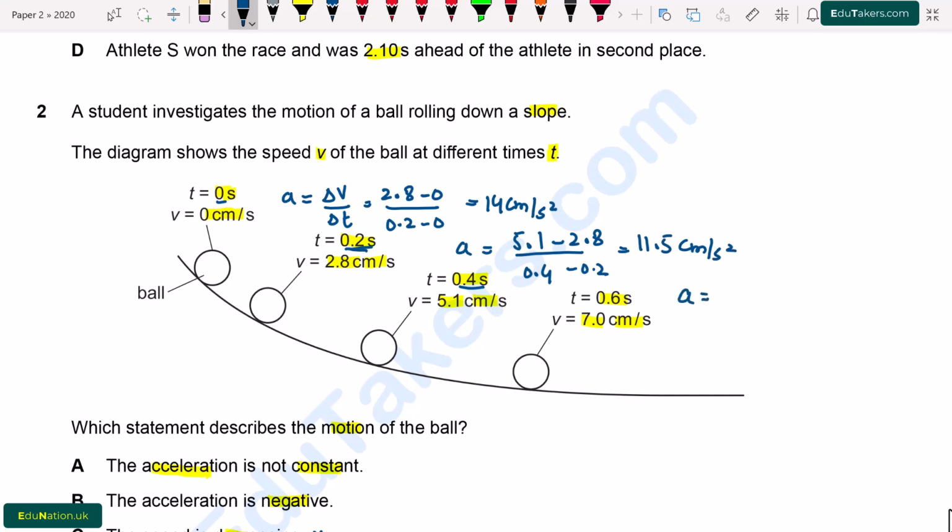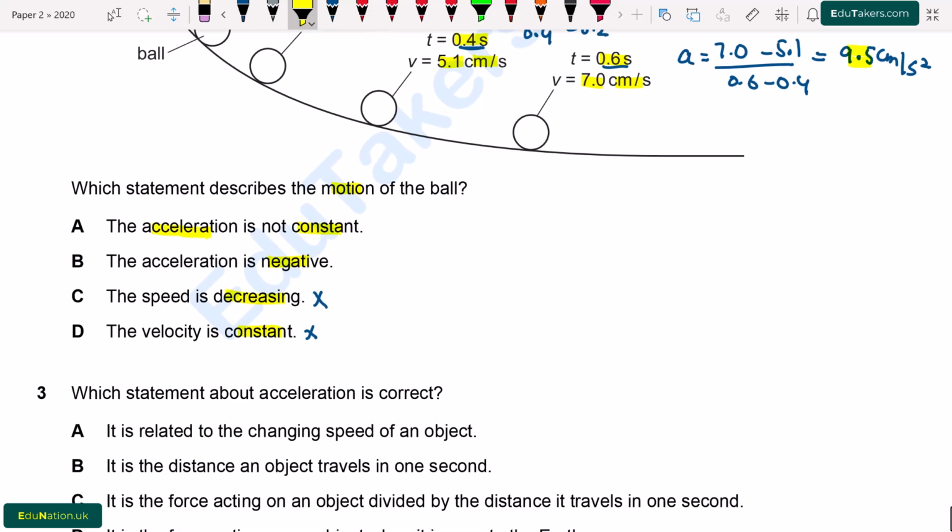And at the end, I consider time t equal to 0.4 second and t equal to 0.6 second. So acceleration will be equal to 7.0 minus 5.1 divided by 0.6 minus 0.4. So it will be equal to 9.5 centimeter per second square. So we can see from here that the value of acceleration is not constant, it is changing. First of all it is 14, then 11.5 and then 9.5. So from here option A is correct, which shows that acceleration is not constant.